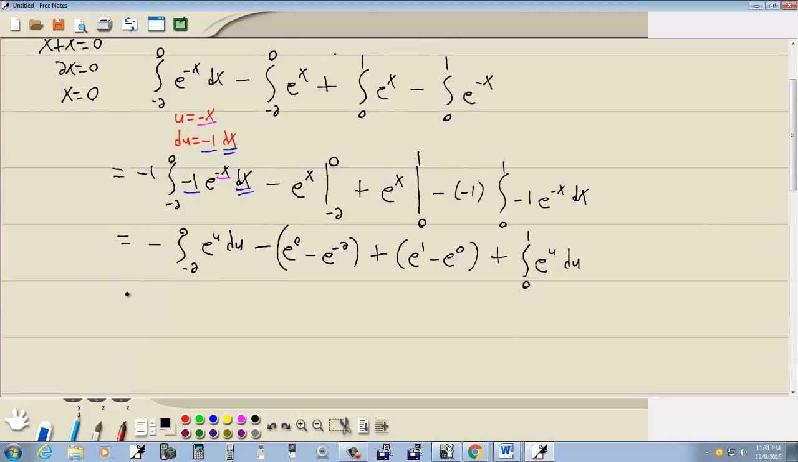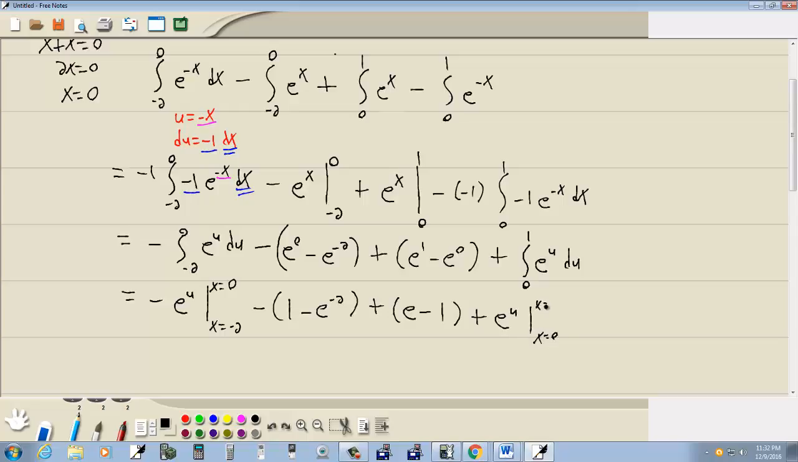Lots of e's. So we got negative, and then this integral of e to the u is e to the u from x equals negative 2 to x equals 0, minus e to the 0 is 1, minus e to the negative 2, plus e to the first is e, minus e to the 0 is 1, plus the integral of e to the u is e to the u from x equals 0 to x equals 1. Now we'll plug our u back in. U said was negative x from negative 2 to 0. This minus is going to flip signs, so that's minus 1 plus e to the negative 2 plus e minus 1 plus e, we'll plug our negative x back in from 0 to 1.